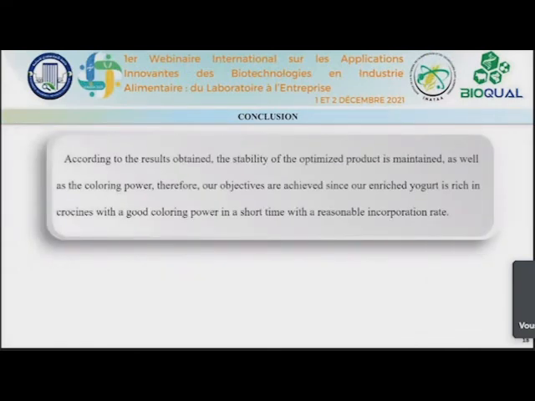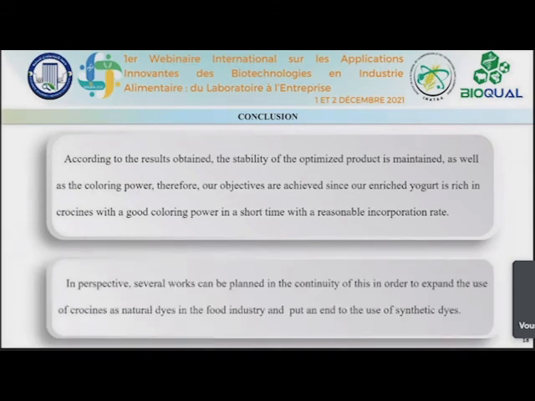As a conclusion, I would say that, according to the results obtained, the stability of the optimized product is maintained, as well as the coloring power. Therefore, our objectives are achieved, since our enriched yogurt is rich in crocin with a good coloring power, in a short time, with a reasonable incorporation rate. In perspective, several studies can be carried out in continuity of this work, in order to expand the use of crocin as a natural dye in the food industry and put an end to the use of synthetic dyes.